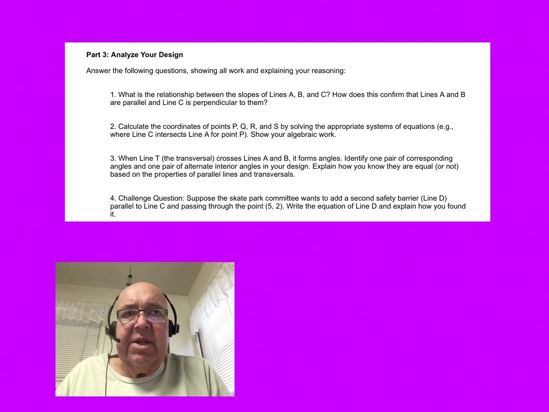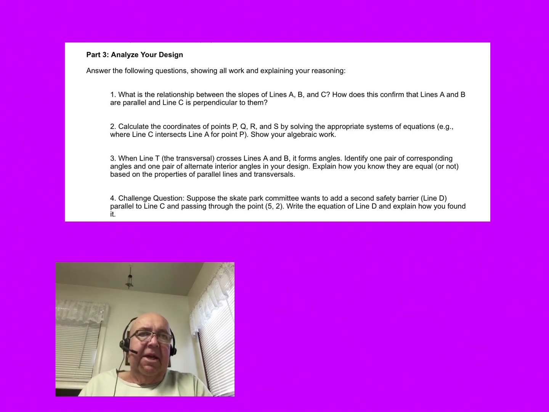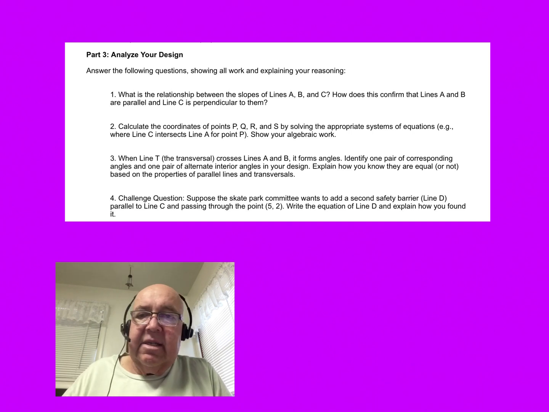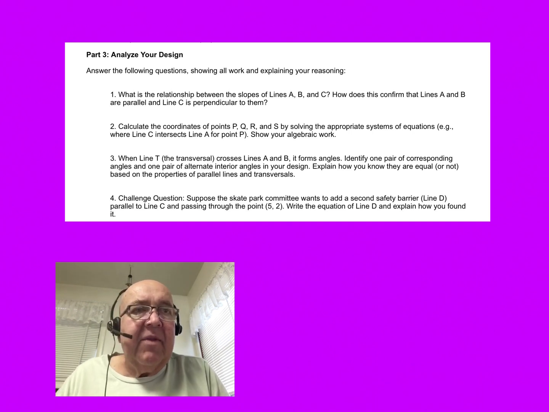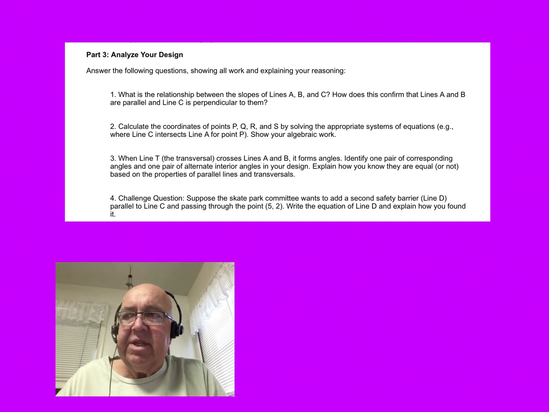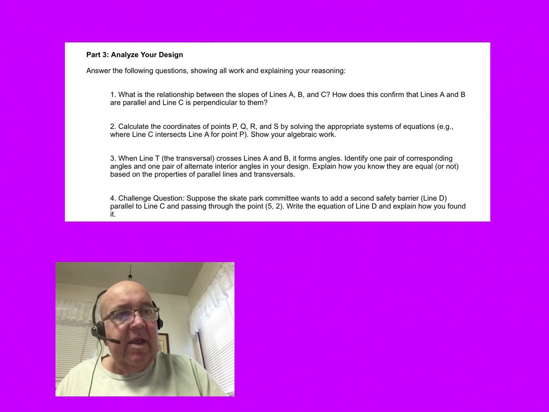You're also going to calculate the coordinates of P, Q, R, and S using systems of equations. If you need any help reviewing that, please let me know and we'll go through and show how to set that up. I believe if we have those all in slope-intercept form, it'll be pretty easy to do by making the two equations equal to each other.